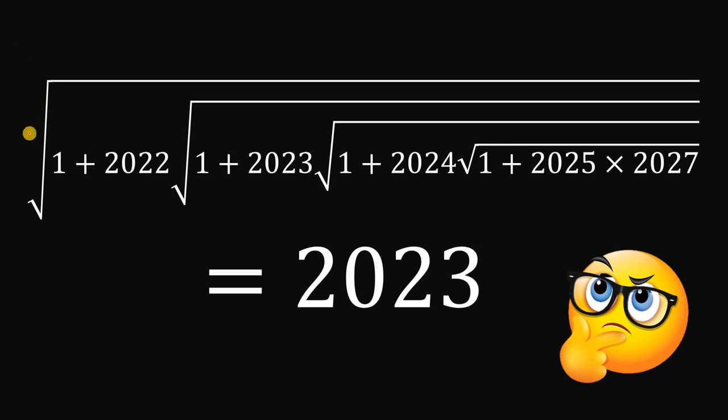So, what is the value of this crazy expression? Square root of 1 plus 2022 times square root of 1 plus 2023 times square root of 1 plus 2024 times square root of 1 plus 2025 times 2027. And the answer is 2023. And as always, we are done.